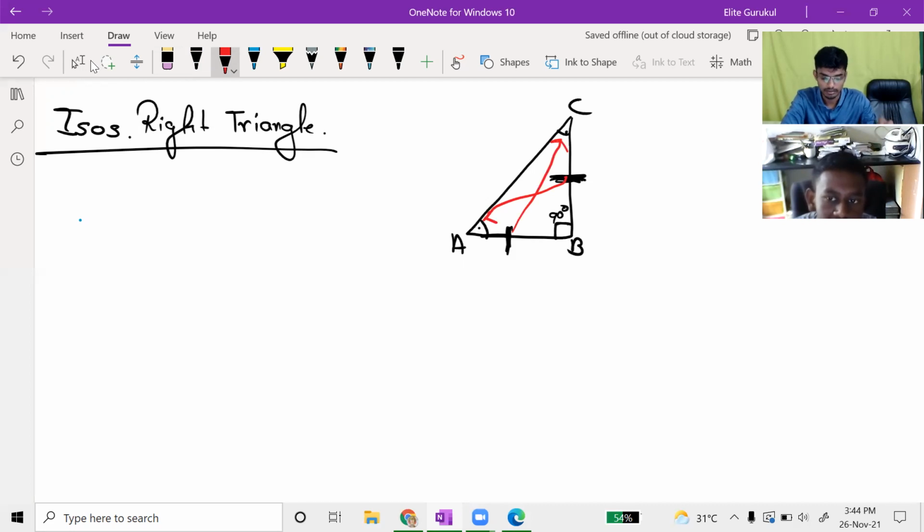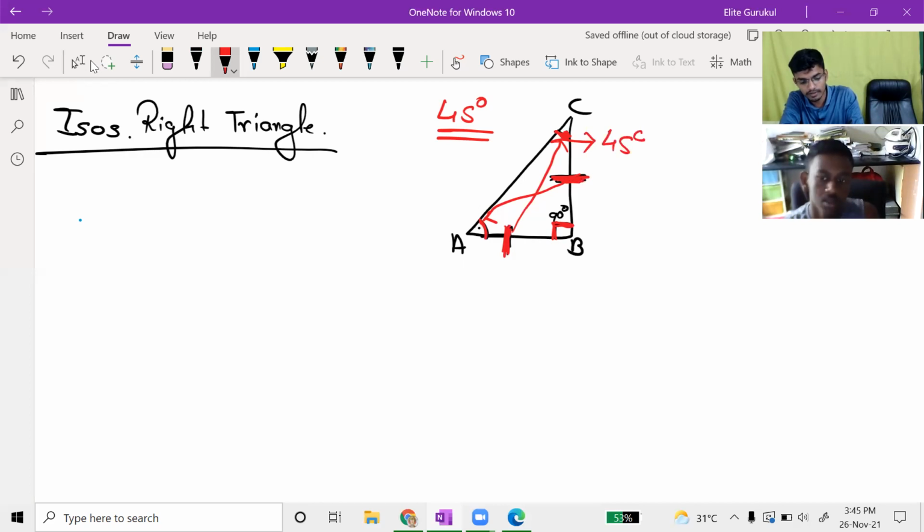But now there is a trick in this. When this is 90 degree and these two sides are equal, then these angles will always be 45 degree. Always. If this angle is 90 degree and this side is equal to this side, then this angle and this angle will also be 45 degree only. Always 45 degree.